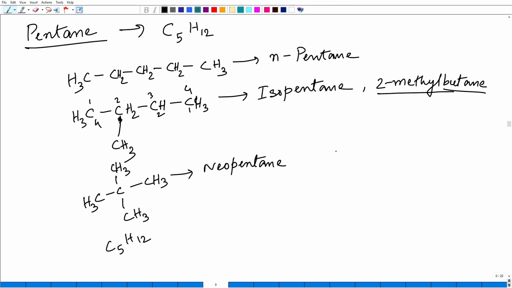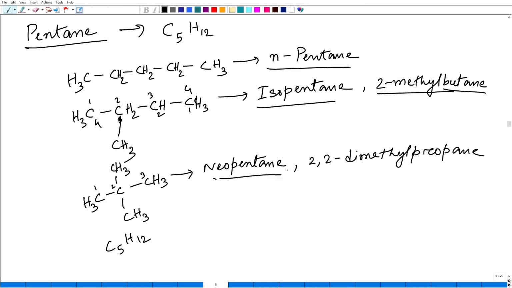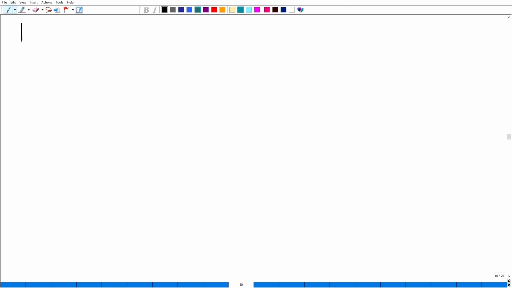or if we write the IUPAC name, then what is the longest carbon chain? 1, 2 and 3, that is it is a 3 carbon chain, and 2 methyl groups are there in the second position. So, we can call this 2,2-dimethyl propane, 2,2-dimethyl propane or neopentane. So, pentane has 3 chain isomers, okay, N-pentane, isopentane and neopentane. Now, till now we have seen only chain isomers, but if we write the isomers of hexane, then we will get another new type of isomer.